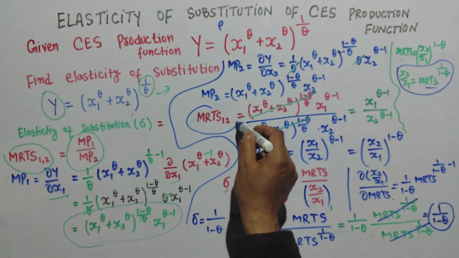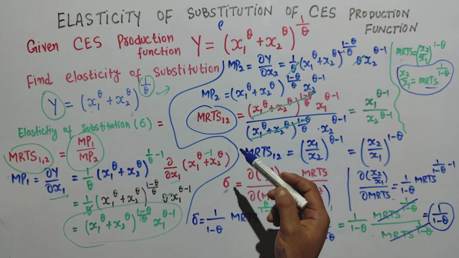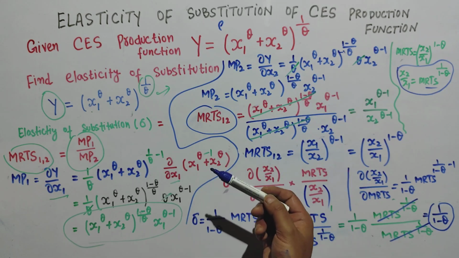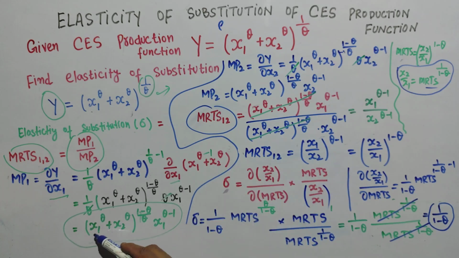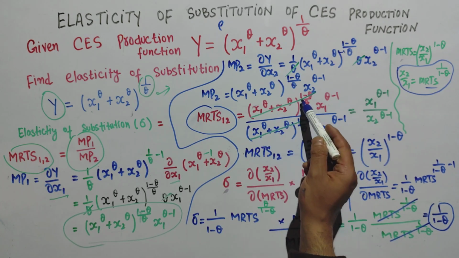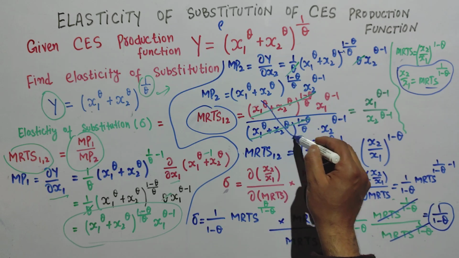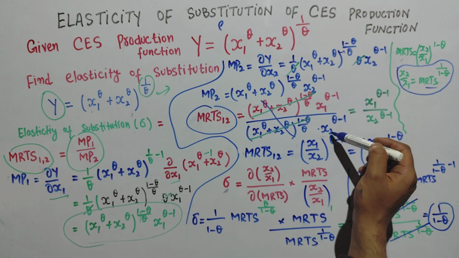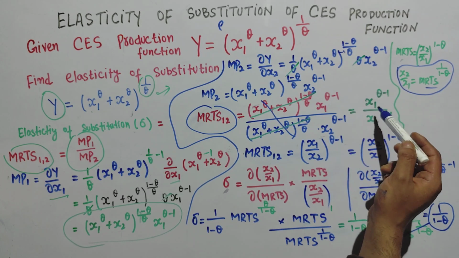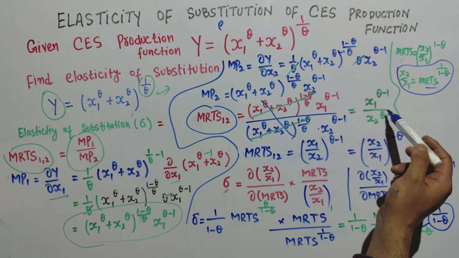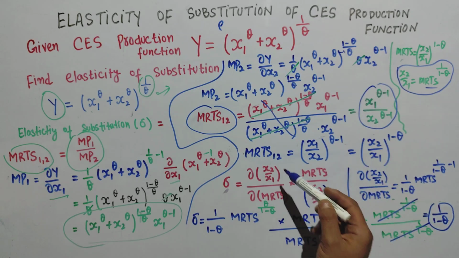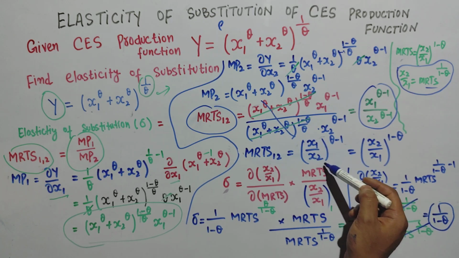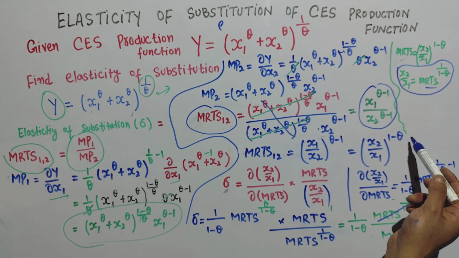Now MRTS, as we know, is equal to MP1 upon MP2. MP1 is this term, MP2 is this term, so we divide these two terms. Since the common terms are the same, we cancel them. So we are left with x1 raised to the power theta minus 1 divided by x2 raised to the power theta minus 1. So MRTS will be equal to this. If I reciprocate the numerator with the denominator, I will get the exponent 1 minus theta.